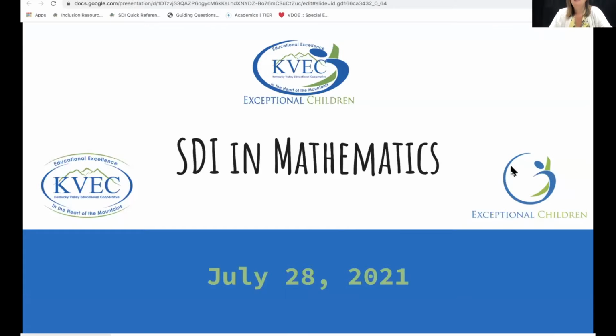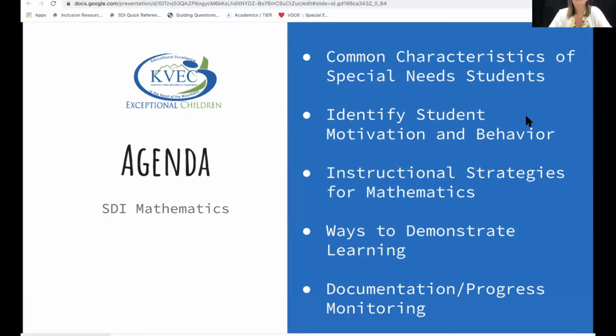What does SDI in mathematics look like for us? Now, our agenda for today is common characteristics of our special needs students. What does a special needs student look like? And then identify what are their motivators and their behaviors. And of course, instructional strategies for mathematics.